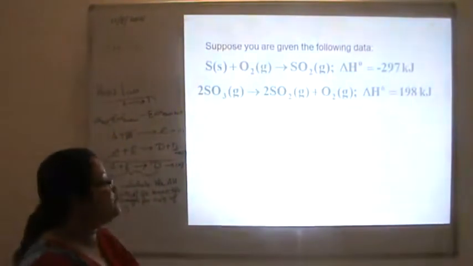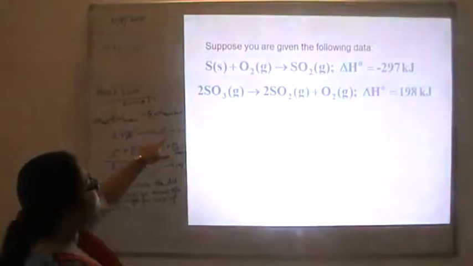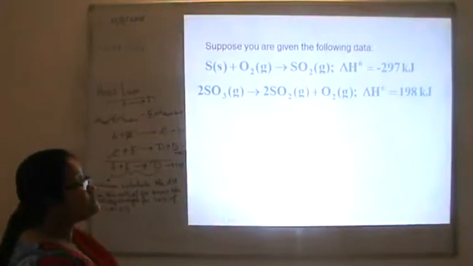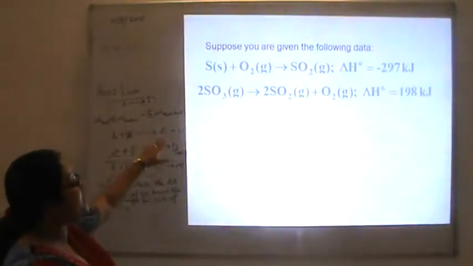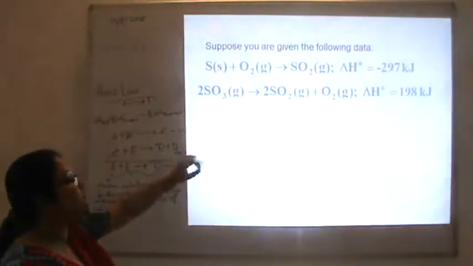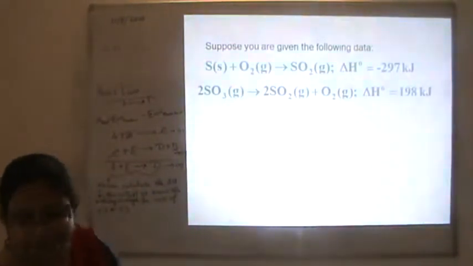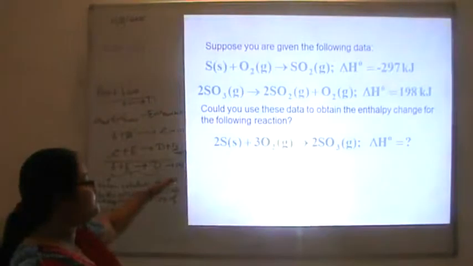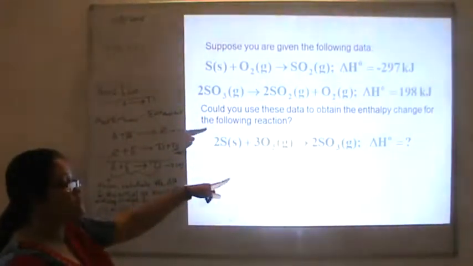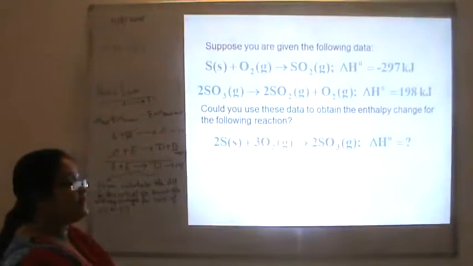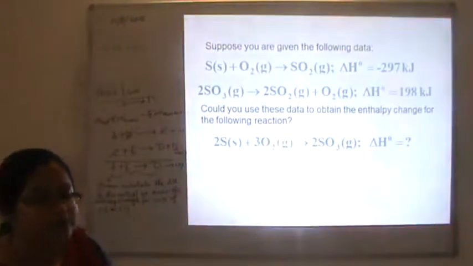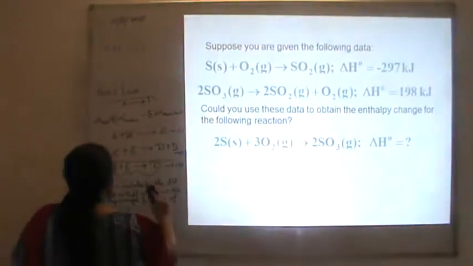Suppose you are given the following data. Sulfur reacts with oxygen to form sulfur dioxide. Delta H is minus 297 kJ. And sulfur trioxide reacts to form sulfur dioxide and oxygen. It is given to you. Now could you use this data to obtain the enthalpy change for the following reaction? Sulfur plus oxygen to form sulfur trioxide. We have to calculate the net enthalpy change for this reaction by using these two data. How can we do this? In a simple way.